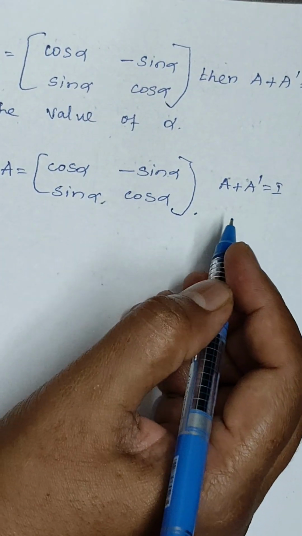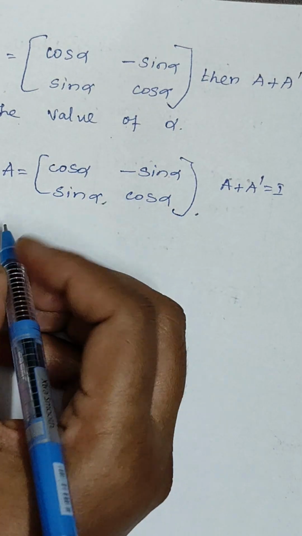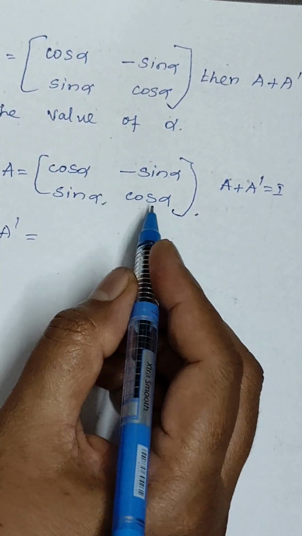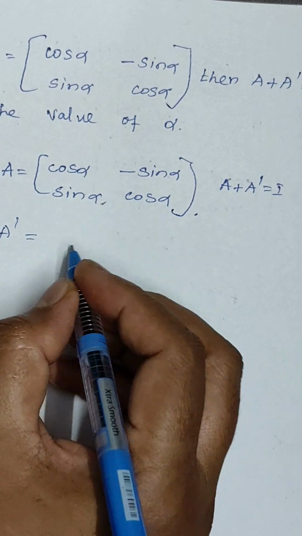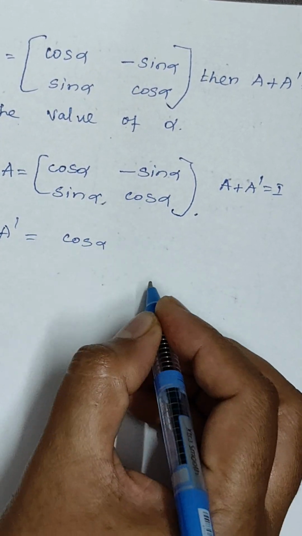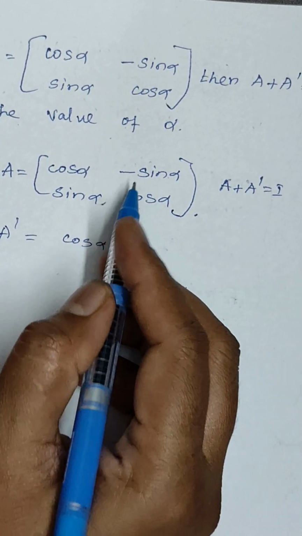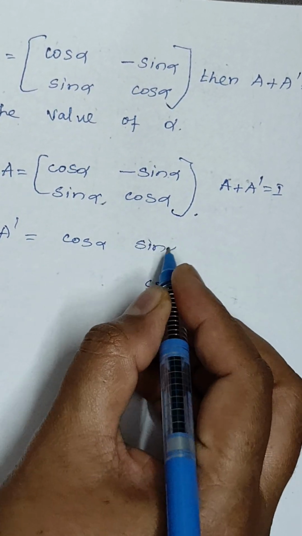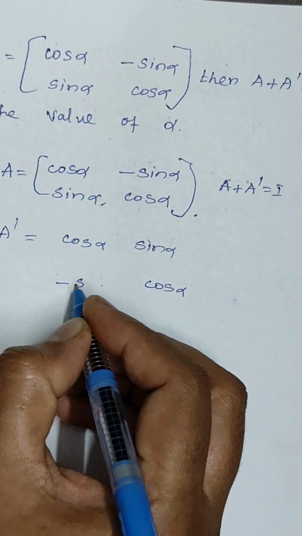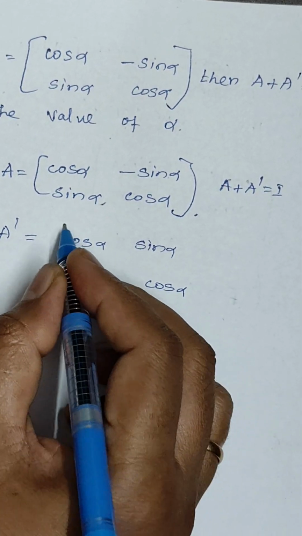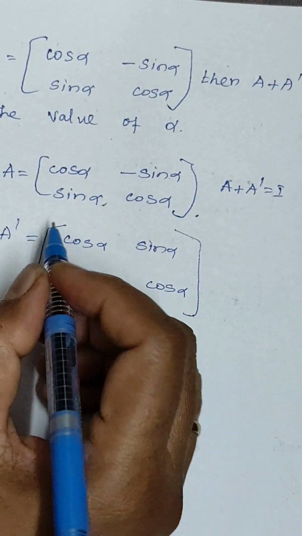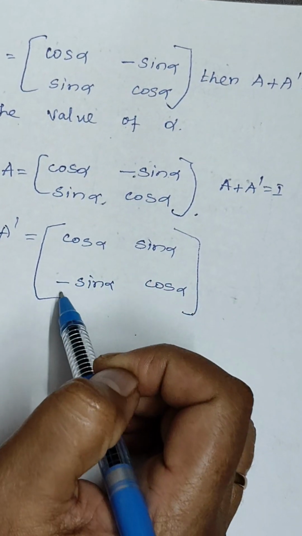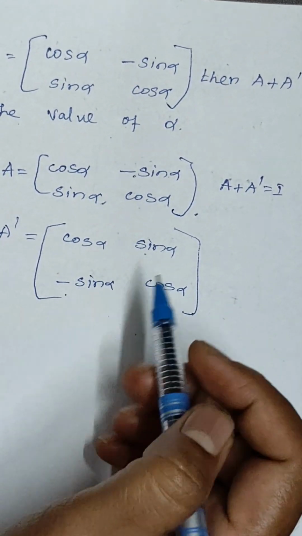So here we have to find A dash. What is A dash? We have to change this one. That is cos alpha and cos alpha. Then here we have to change the sign alone. That is sin alpha and here minus sin alpha. That's all. This is A dash. So A dash is cos alpha, then here we have to change the sign alone, that is sin alpha, minus sin alpha.